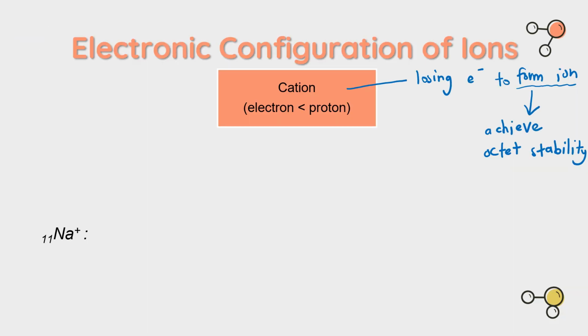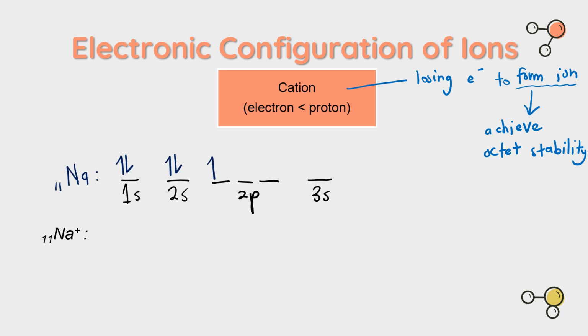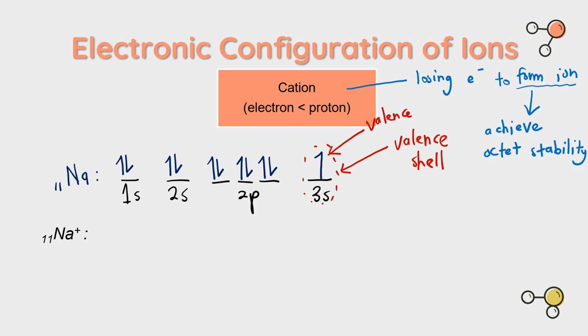In this example, we are going to write the electron configuration for Na+. So before we write the electron configuration of this cation, you have to write the electronic configuration of the neutral atom. So in this neutral atom, the outer shell here is the so-called valence shell. And the electrons on this valence shell are called the valence electrons.